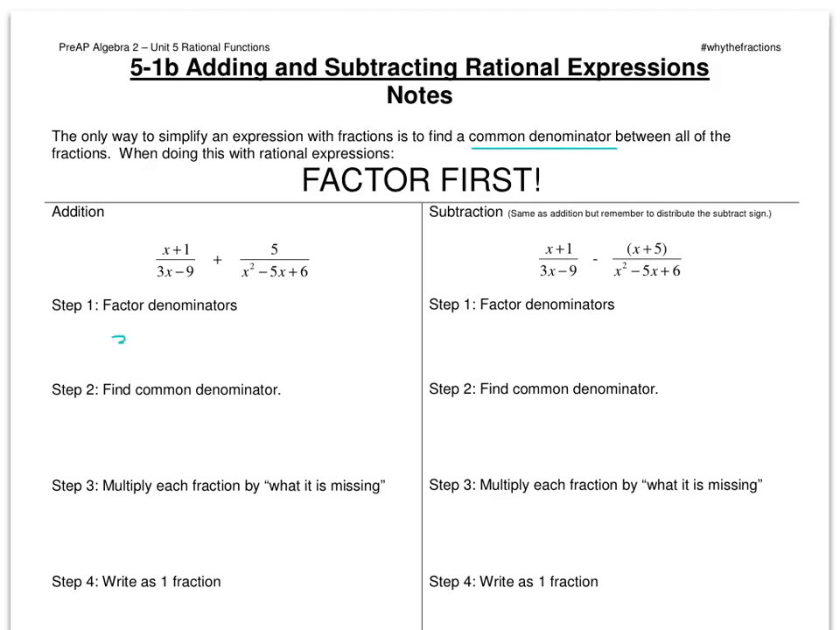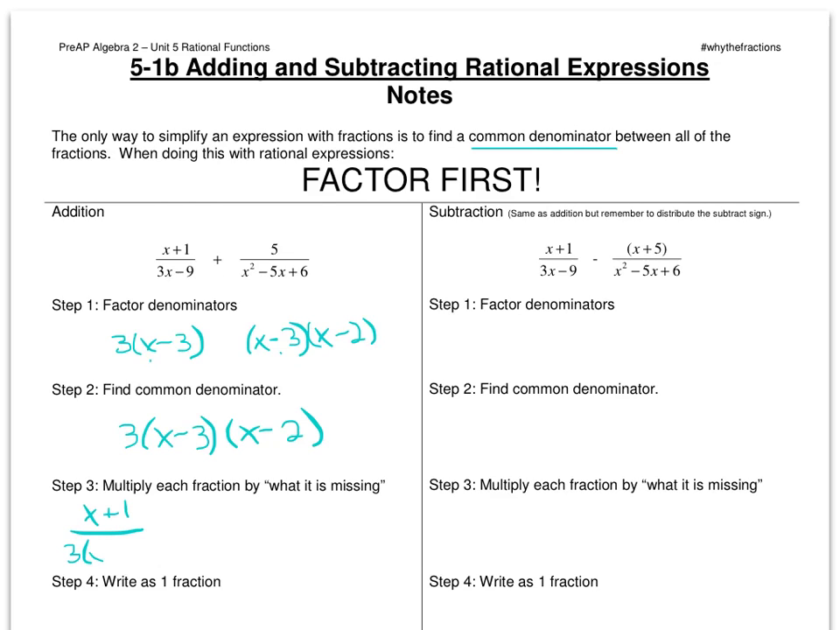So we got to factor first. So 3x minus 3, that's the first one, and x minus 3, x minus 2, that's the factors of the second one. Let's see. So then the common denominator would be 3x minus 3, x minus 2, because they both share this one, so I just have to list it once.